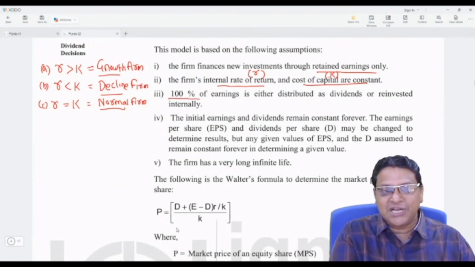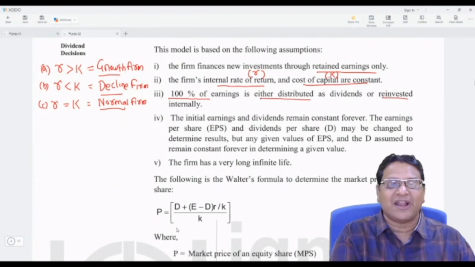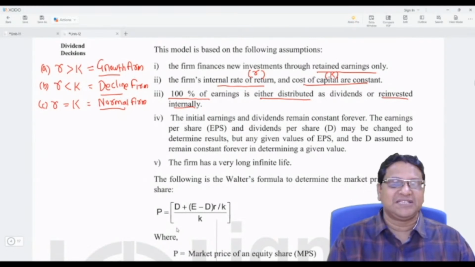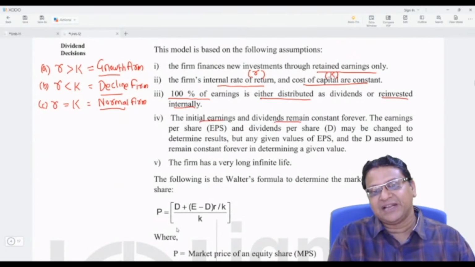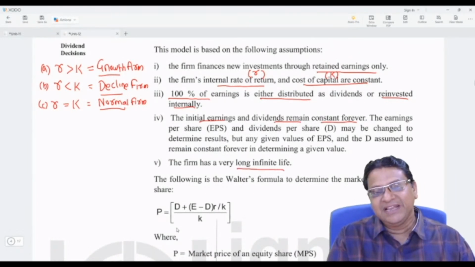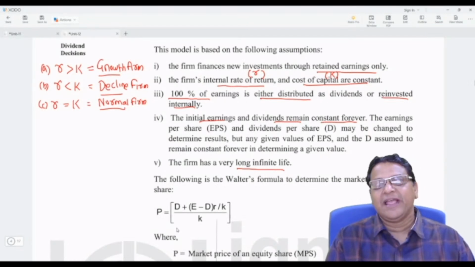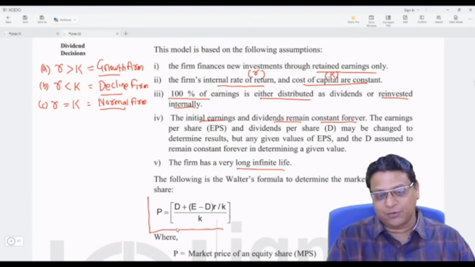Next, 100% earning is either distributed as dividend or reinvested internally. Either the firm will invest the entire profit or it will give the entire profit as dividend. Next, the initial earning and dividend remain constant forever. And the last point is the firm has an infinite lifetime. And on the basis of this, Walter has given a formula for finding out the value of the firm. The value of the firm is calculated with the help of the following formula.